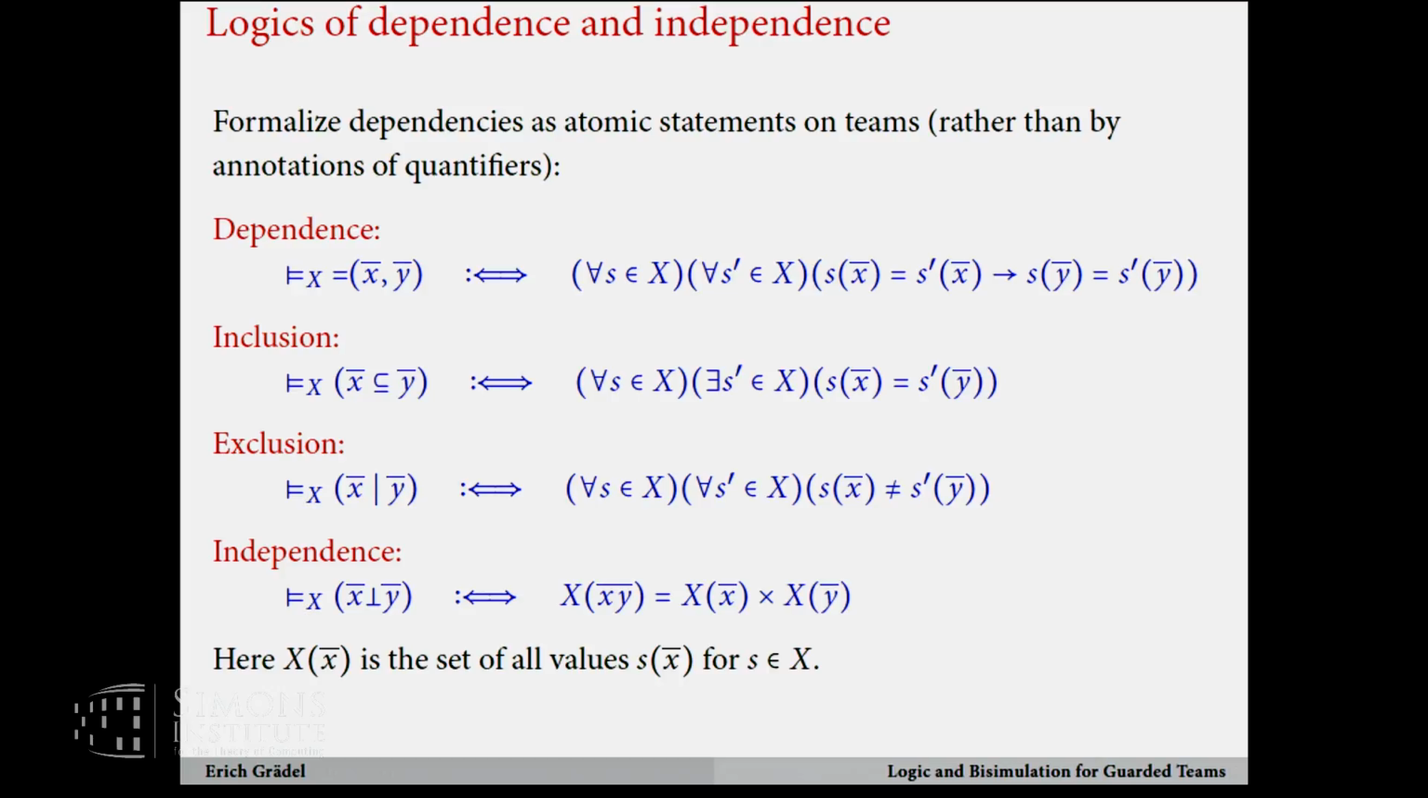So, first of all, we start at the atomic level, right? If you know these classical ways of making sense of dependence and independence, like Henkin quantifiers or IF logics, then dependence or independence are, in a sense, special quantifiers or annotations of quantifiers. Well, here no, this is an atomic statement. So consider the various notions of dependence as an atomic statement on a team. And there are many of them. These are the four that are the most important ones, and for this talk, inclusion and exclusion are the most important ones. So dependence just would say the variables in Y are functionally dependent on the variables X in the given team. So any two assignments that coincide on X will also coincide on Y.